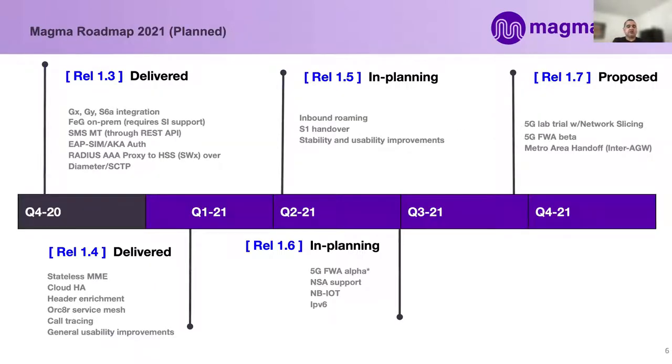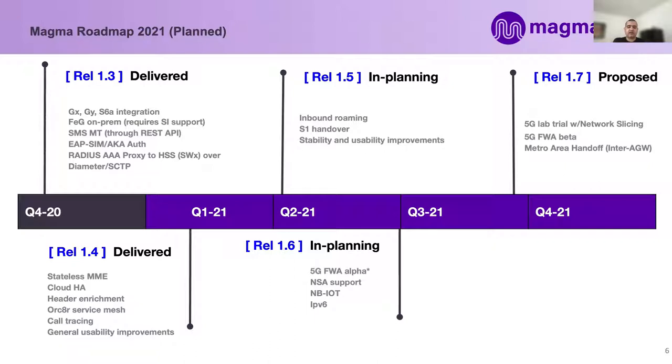Quickly, a high-level overview of the roadmap. So we're almost at release 1.5. Release 1.5 should be available over the next couple of weeks. The key features in 1.5 are inbound roaming, S1 handover, and a bunch of stability and usability improvements. 1.6, which we're targeting for the end of June, is going to add 5G FWA support for SA, enough to support lab trials, as well as NSA support.